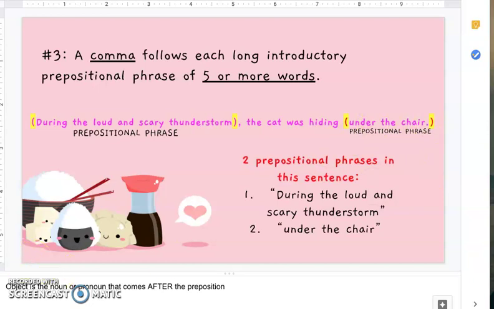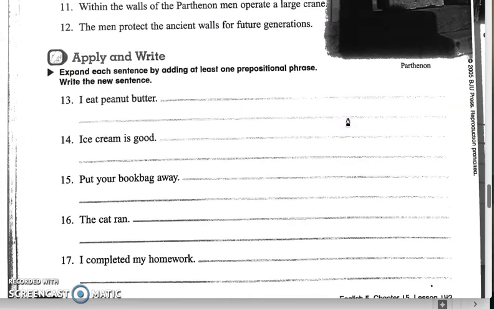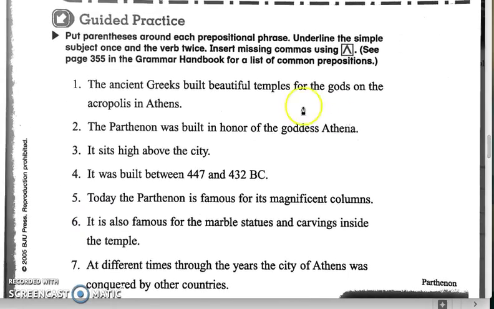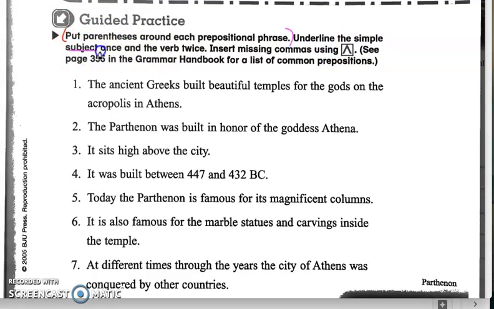Now let's actually go ahead and practice using our textbook. So we're going to go to page 271. Guided practice. Put parentheses around each prepositional phrase. Okay, we're going to do that in red. Underline the simple subject once, so we're going to do that in pink, and the verb twice. We're going to do that in pink also. Insert the missing commas using this symbol. Okay, let's go ahead and do this.